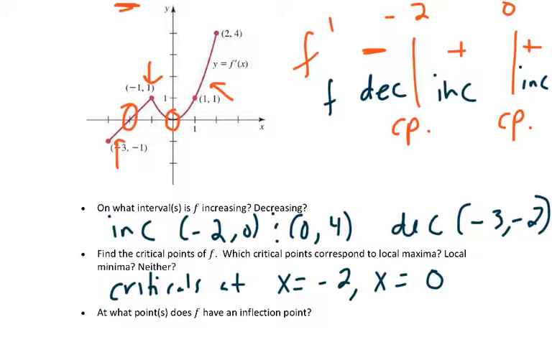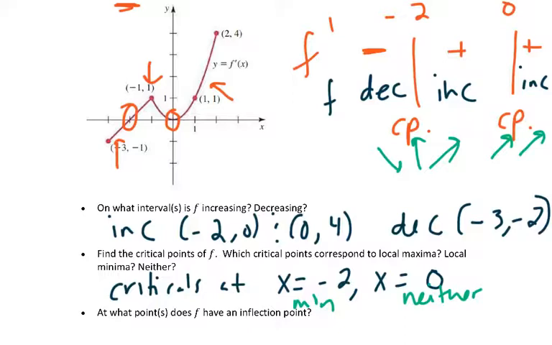So what we notice here is that at -2, at this critical point, it's decreasing and then increasing. So this is a local minimum. At 0, though, it's increasing and then increasing again. So this is neither. It's not a maximum or a minimum.